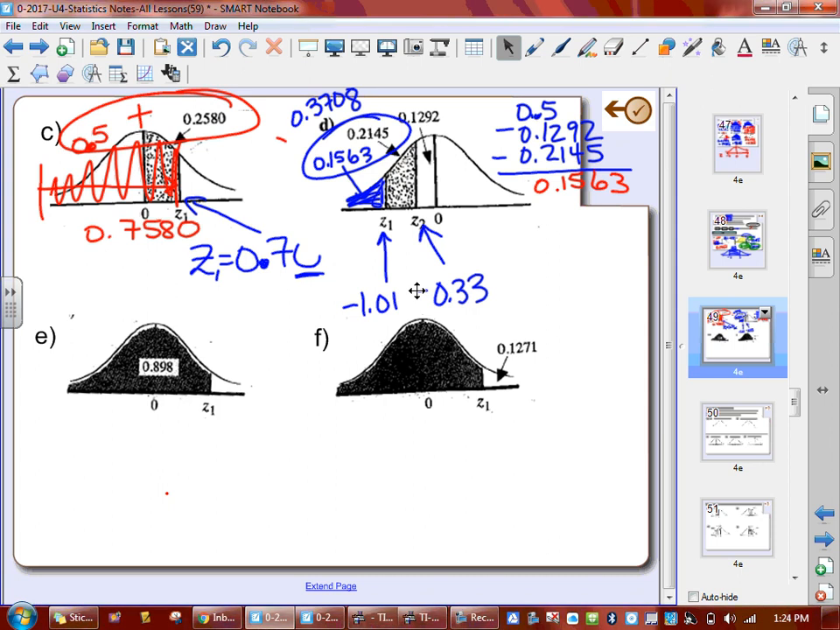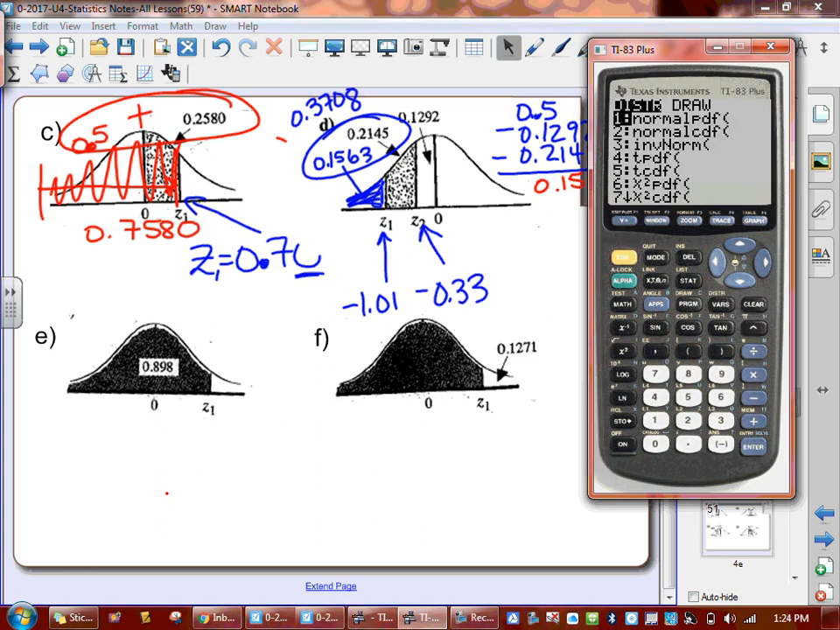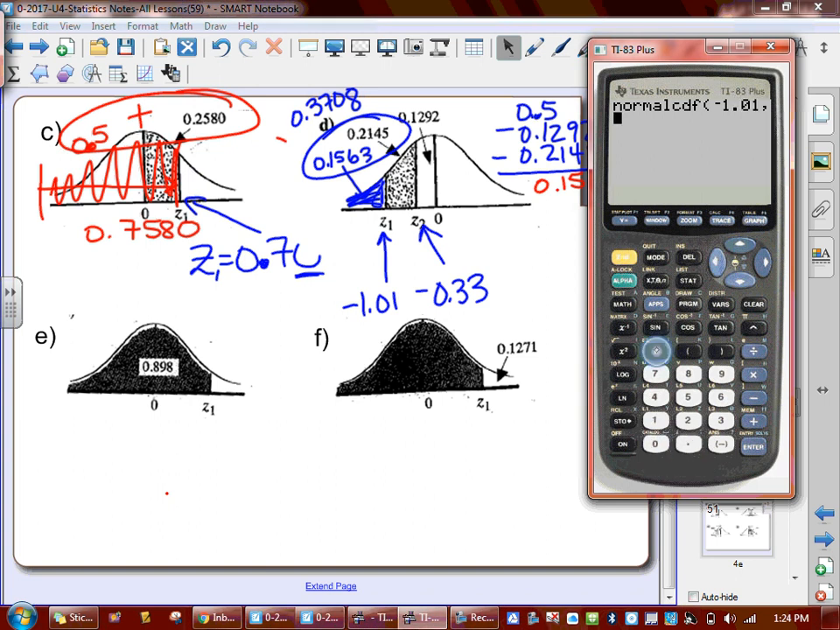We reverse it. Good. So we would go back and do what we did in our first step. So instead of going second bars number 3, we're going to go number 2, and we put in those z-score numbers. We put in the left one, negative 1.01, comma, negative 0.33. And we should get the same answer as what's sitting right there. So we get positive 0.2145. 0.2145, yep, that's what they tell us right here. So that's how we can check our work and make sure we did everything correctly. Okay, you just work backwards.